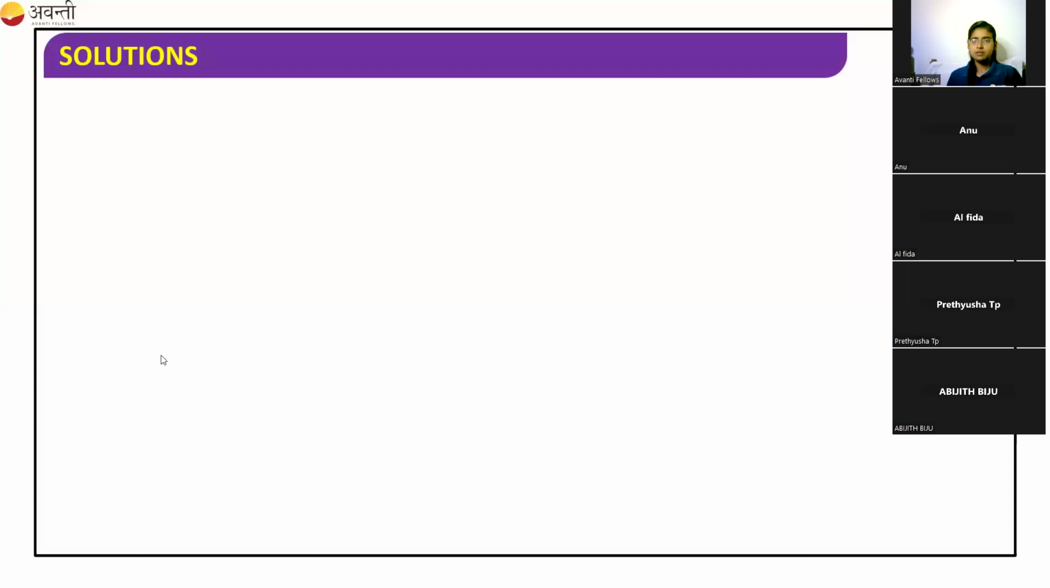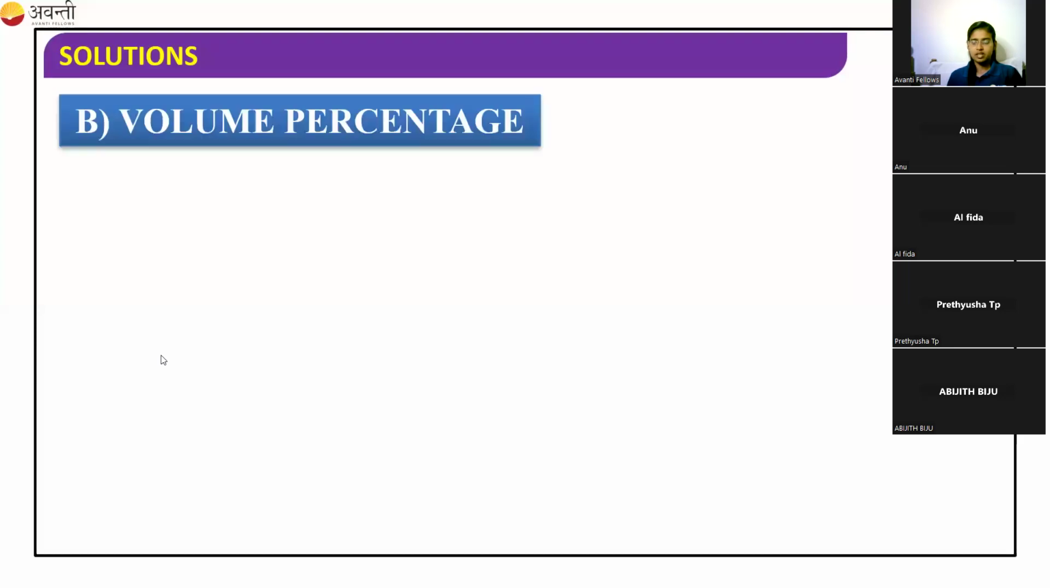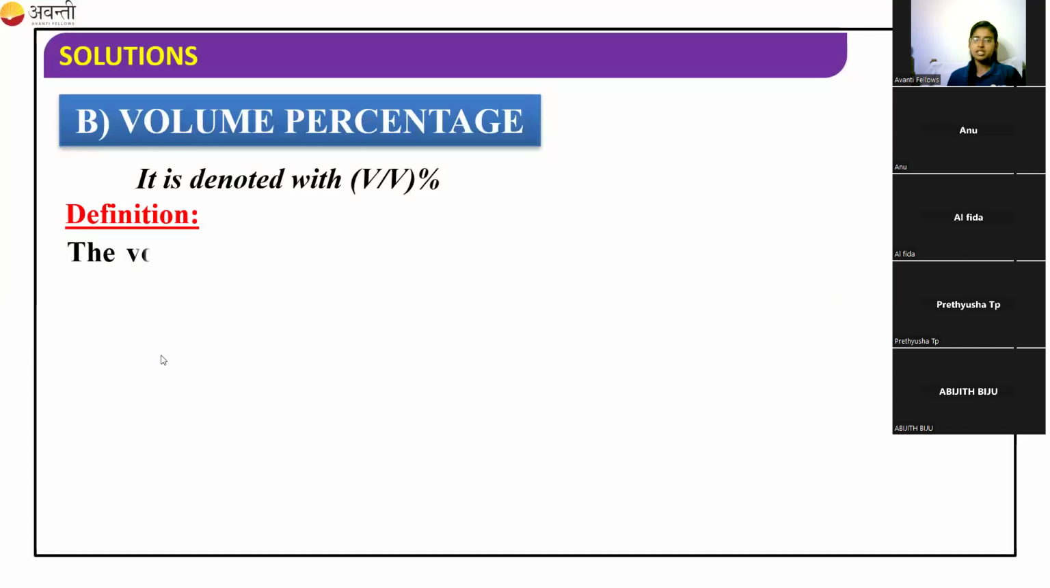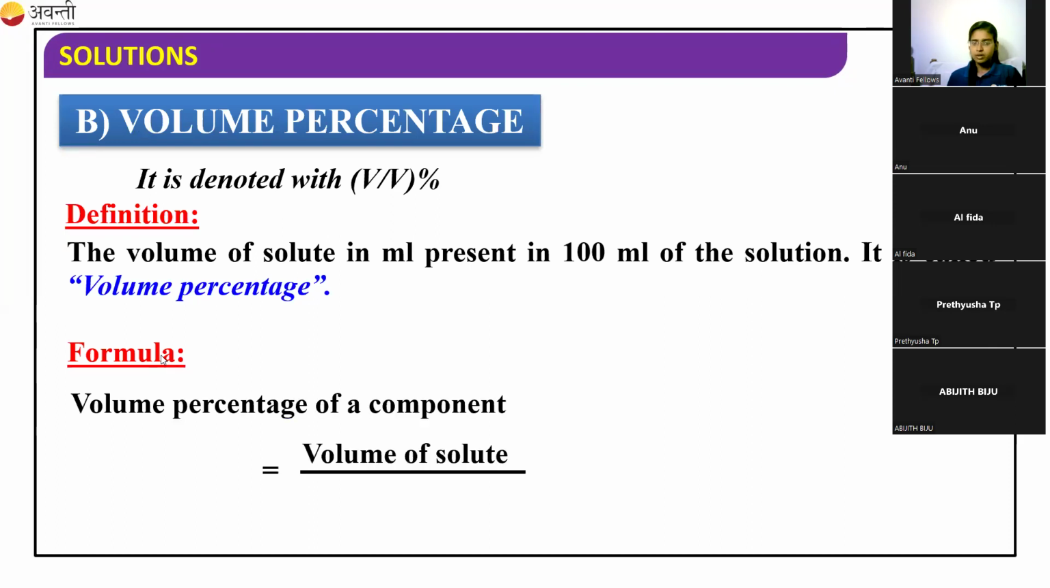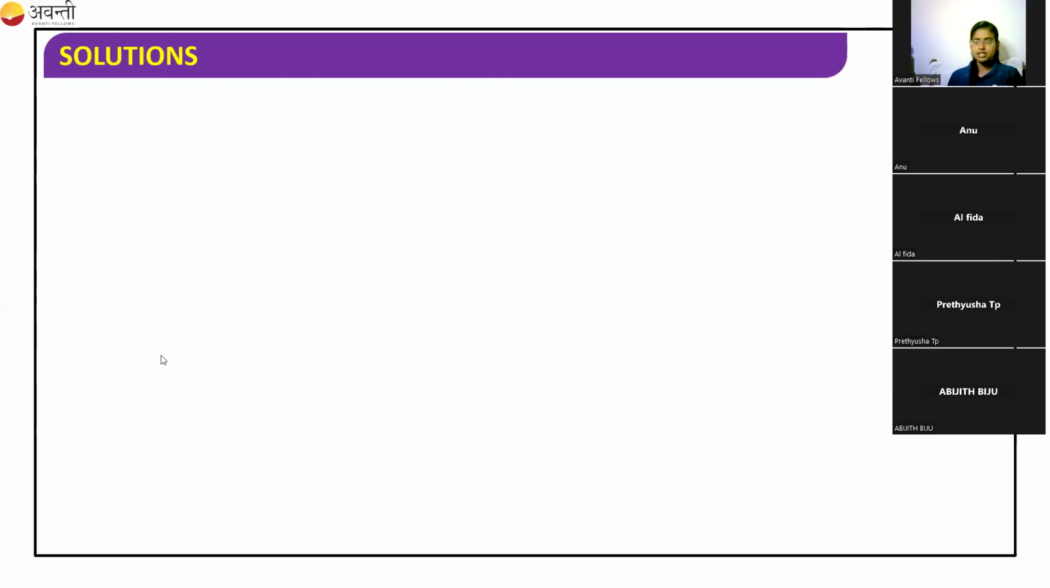Mass percentage concept? Yes. Now coming to the volume percentage. It is denoted by V/V percentage and the definition is the volume of solute in milliliters present in 100 ml of the solution. So the volume percentage of a component is equal to the volume of the solute divided by the volume of the solution into 100. Instead of mass, you substitute volume. That is the only difference between the first formula and the second formula.